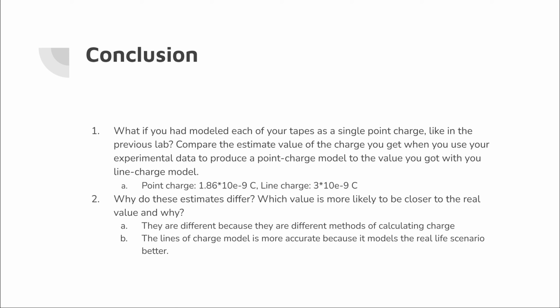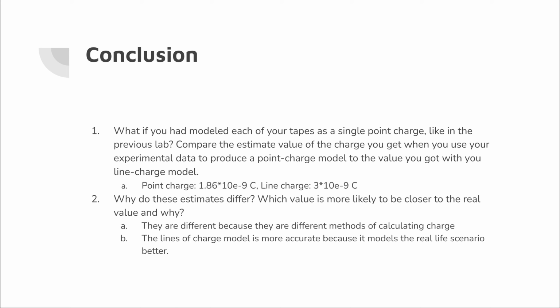So the point charge model was 1.86 times 10 to the minus 9 coulombs, and the line charge was 3 times 10 to the minus 9 coulombs, which tells us that there was more charge predicted in the line charge model, and we can also assume that the line charge model was more accurate than the point charge model, seeing as how it represents the tape better.